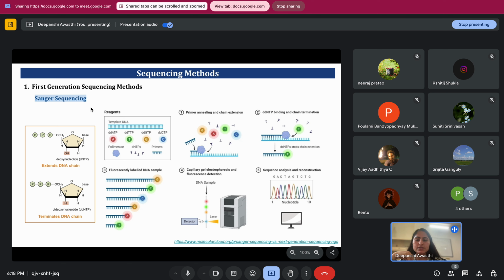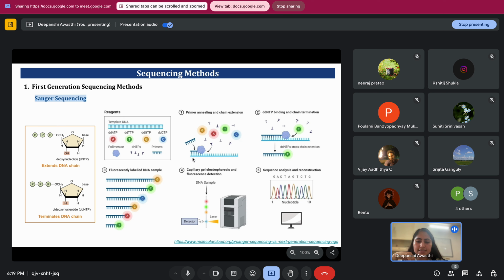In Sanger sequencing, as we know, it is the dideoxy chain termination method. When you have the fragment which you want to sequence, you provide it with polymerase, dNTPs, primer, as well as ddNTPs. The principle is that ddNTPs are dideoxy NTPs which lack the OH group at the 3' end, due to which they cannot extend the DNA chain. In that way it terminates the chain.